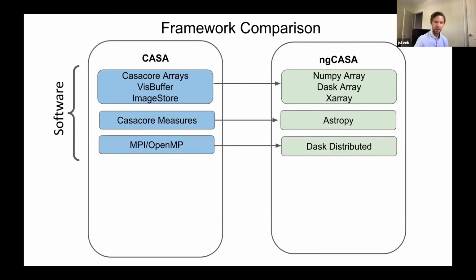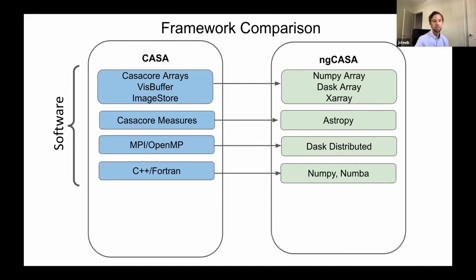MPI, OpenMP, Dask distributed, C++ and Fortran to Numba. So I think there might be other cases, but we've actually implemented our gridder in Python. It's not written in C++ or Fortran like some of the other gridders that are then wrapped in Python. Ours is written in Python and then just-in-time compiled using Numba.